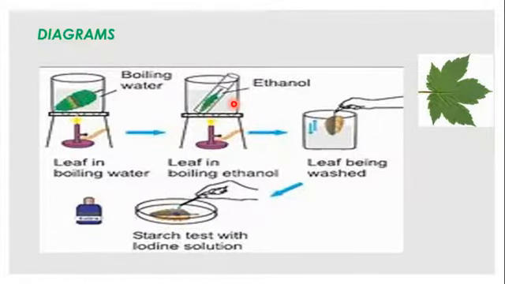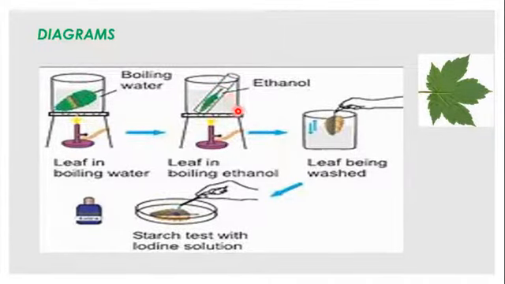The next stage, after boiling, with the use of forceps, you pick the leaf and place it in a boiling tube or test tube containing ethanol or alcohol. This ethanol should be about 90%, and the whole test tube is placed in a water bath. We call this a water bath because it contains warm or heated water in a beaker, and it is used to warm the ethanol.